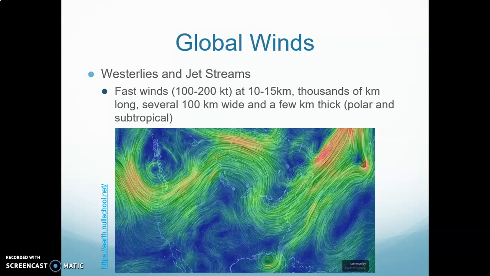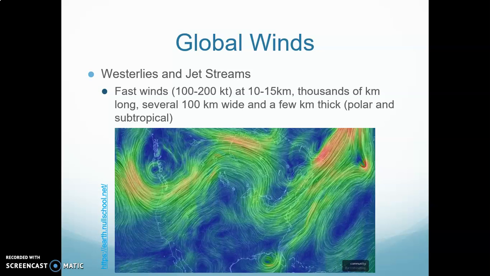And you can see that it occurs about 10 to 15 kilometers in altitude, thousands of kilometers long, even all around the whole world sometimes. It can be several hundred kilometers wide and a few kilometers thick. We're going to talk about the polar and subtropical jet streams, and there are more jet streams than that. When we usually talk about the jet stream, we're usually talking about the polar jet stream.